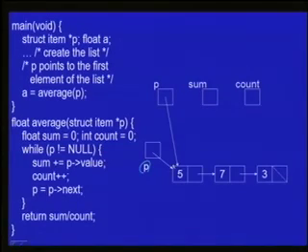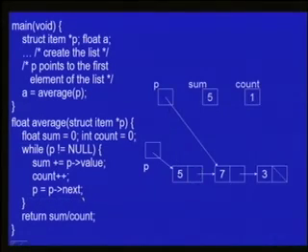P is not null, and so therefore this loop body will execute. Initially, of course, the sum and count are initialized to 0. Now the first time around the loop executes, sum will become 5, count will become 1, and P will become P arrow next. Now P is currently pointing to this element, and P arrow next is nothing but a pointer to the second element.